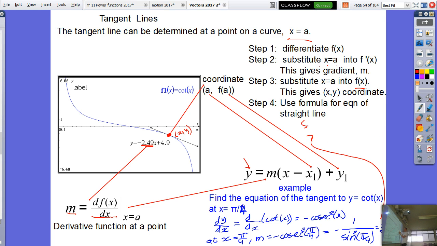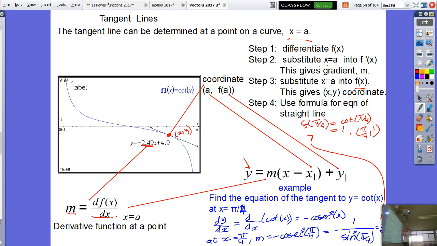So what is f at pi on 4, which is cot of pi on 4? Who remembers what tan of pi on 4 is? 1. So cot of pi on 4 must be 1. That's right, 1 divided by 1. So from that we're getting the coordinate pi on 4 and 1 as your xy coordinate. So the tangent occurs at that coordinate point.